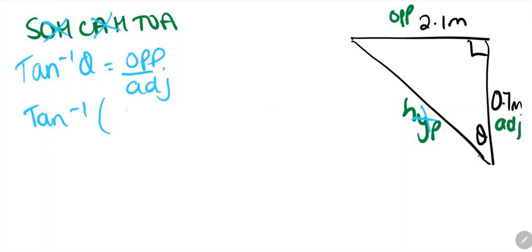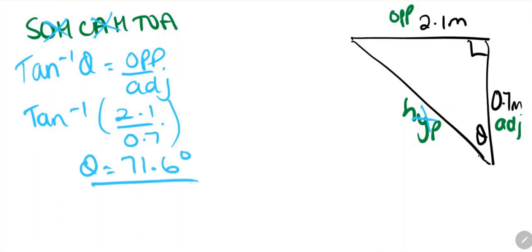So we're going to put into the calculator 2.1 divided by the adjacent, divided by 0.7 even. So let's have a look. So we have shift and tan, bracket, so we have our 2.1 divided by 0.7, and that is going to be 71. So theta is 71.6 degrees.